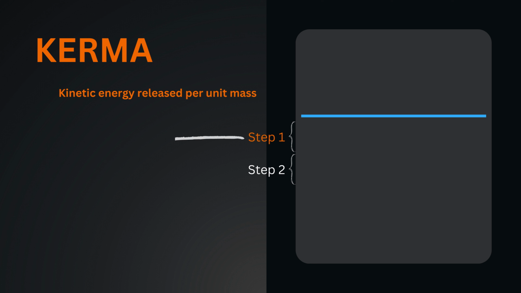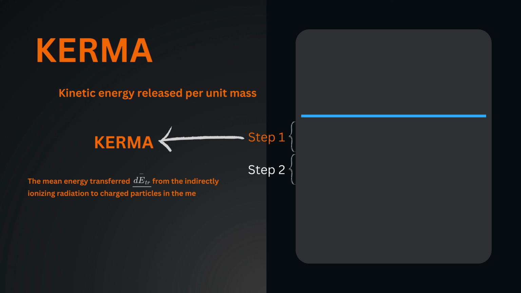Step 1 is known as KERMA. So, KERMA is the mean energy transferred from the indirectly ionizing radiation to charged particles in the medium per unit mass. The unit of KERMA is joule per kilogram, which is known as Gray.